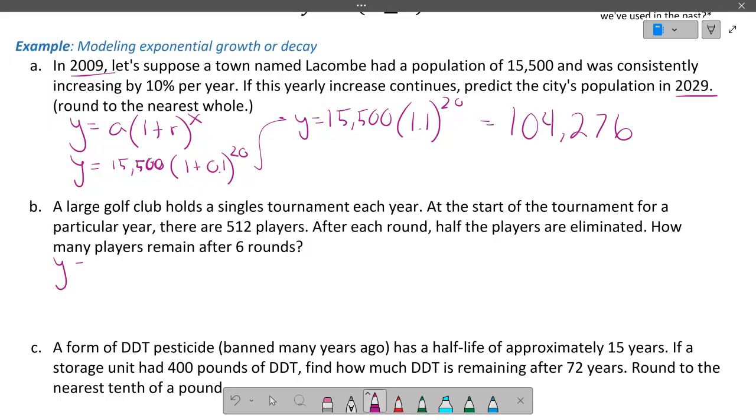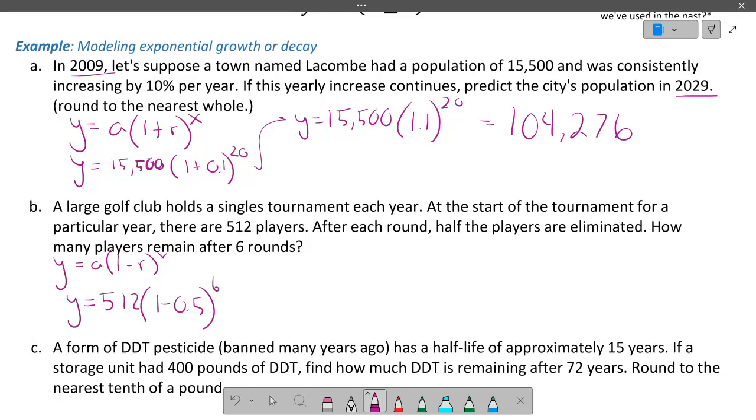Yeah, okay. I had to process all that part, because I want you to be able to do exponential growth and decay modeling. It's the models. So it's eliminated by half, so it's 50%, right? So 0.5. And x would be 6, okay?